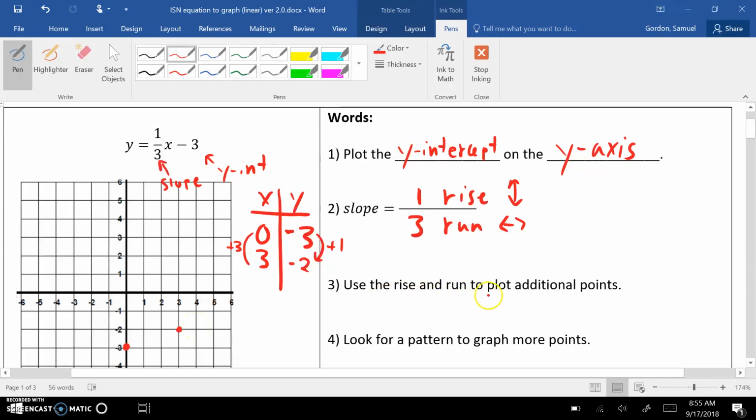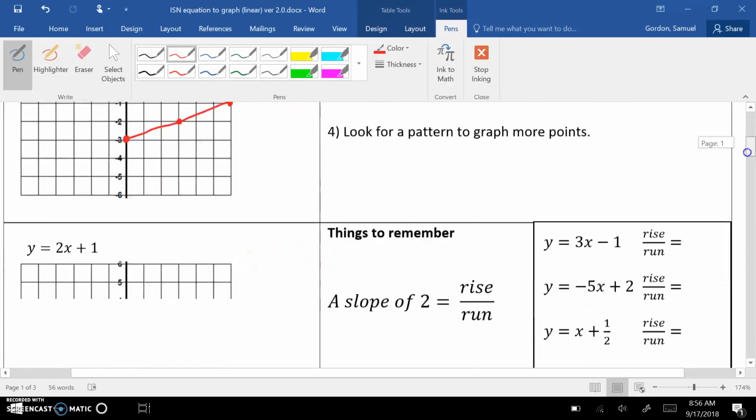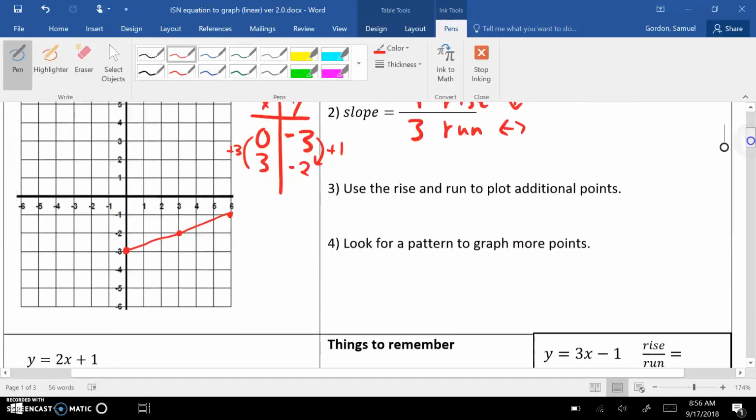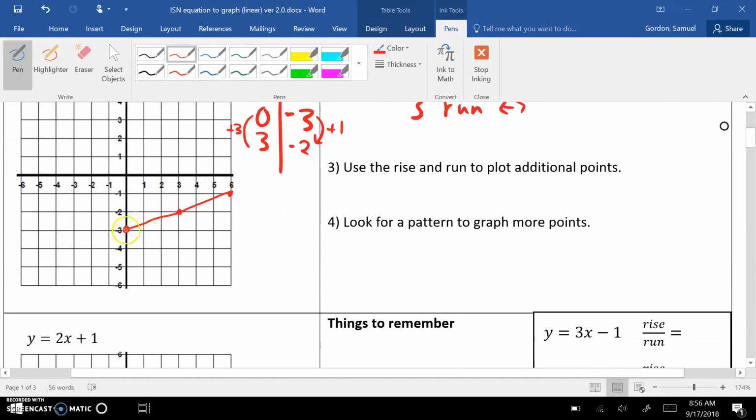And then I can use that same rise and run to plot additional points. So I'll go up 1 more and go over 3. And so now I've got 3 points. You know, I could draw a line to connect those. And then it says here on step 4, I can look for a pattern to graph some more points. So I could just go down 1 and go over 3. Down 1, go over 3.